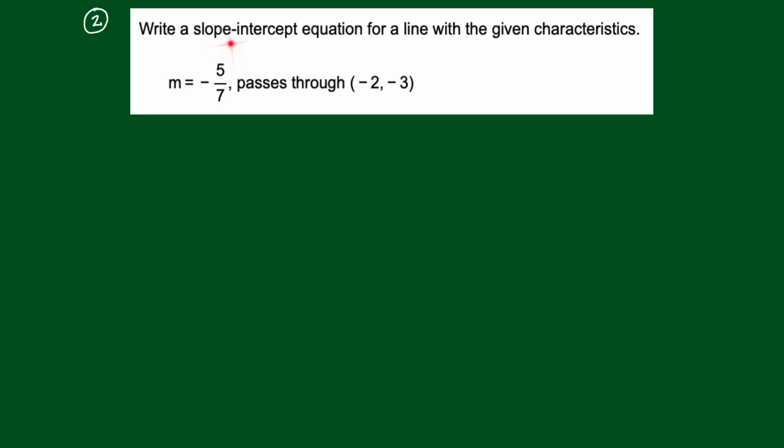We want to write the slope-intercept form equation for a line with these characteristics. Now, as soon as I see "write the equation of a line," I'm thinking this. I've got two templates: y equals mx plus b, and y minus y1 equals m times x minus x1. And of course, I would like to use this form here because all I have to do is substitute m, which I have, and b, which I don't have.